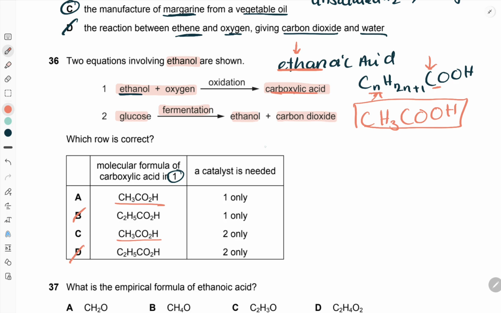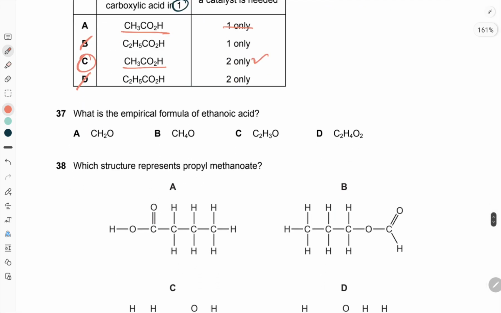Okay, a catalyst is needed. In the first reaction, the catalyst is not required. It is just simple oxidation. Glucose needs a catalyst, which is yeast. So only 2, which means C is the correct answer.